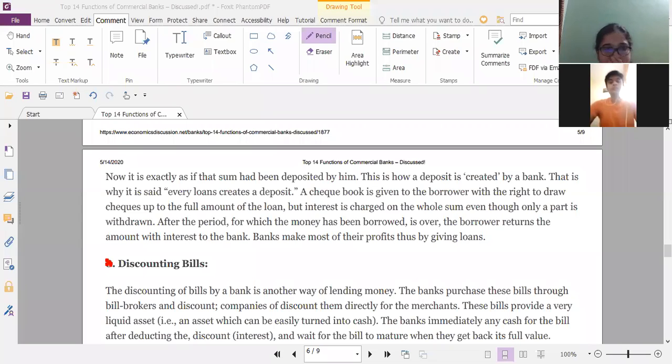So we are supposed to look at the functions of commercial banks. You all understand what commercial banks are, right? I've given you all the example.